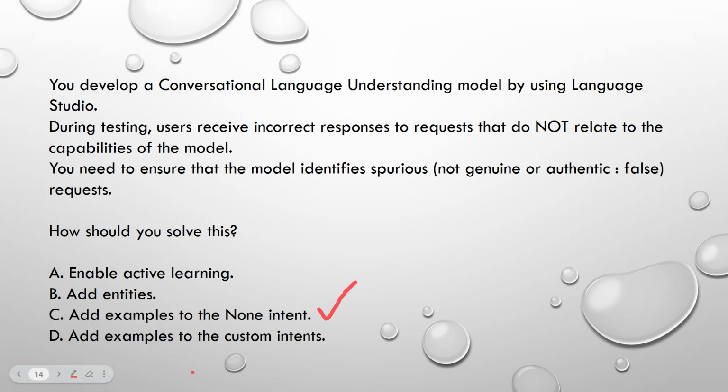Now the final option is add examples to the custom intent. If we add more examples to the custom intent and train the model, it will be more accurate, or it will be able to identify the correct request. But it doesn't solve the problem of identifying incorrect utterances. So that doesn't solve the requirement. So the correct answer is option C, add examples to the non-intent.